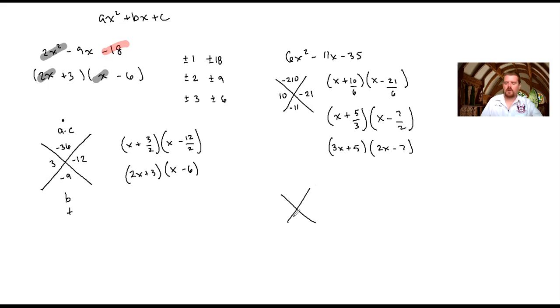And let's do one more. 4x squared plus 11x minus 3. So on the top, 4 times minus 3. On the bottom, 11.